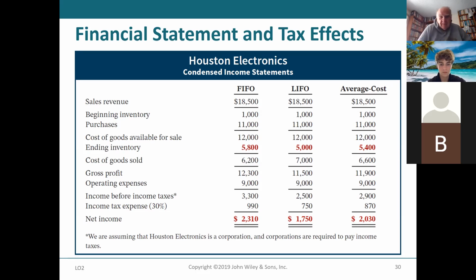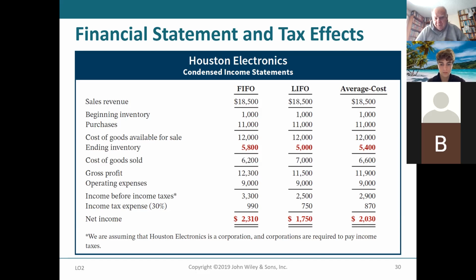Forgive me. Take a look at your net income. See what the net income was for FIFO? 2,310. What was it for LIFO? It was only 2,030. I'm sorry, LIFO was 1,750. And as you would expect, the average cost is somewhere in between. The reason why FIFO gives you a higher profit is because you're going to have lower cost of goods sold because you're selling the old stuff first.